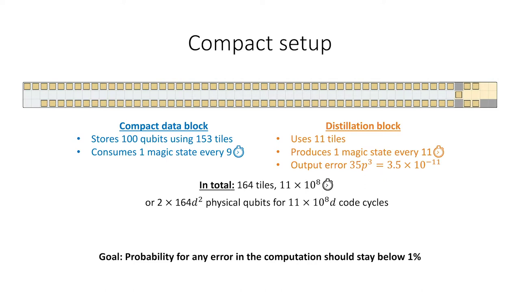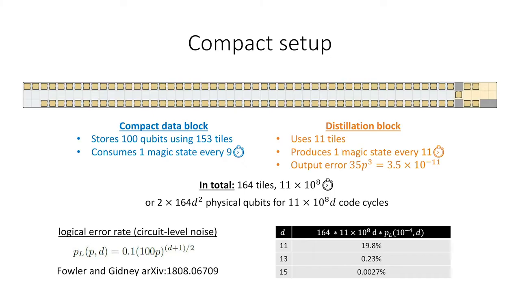We should check that the output error of that distillation is good enough to execute 10^8 T gates, and 10^-11 is certainly good enough. So in total, this is a thing that consists of 164 tiles and finishes the computation in 11 times 10^8 time steps.